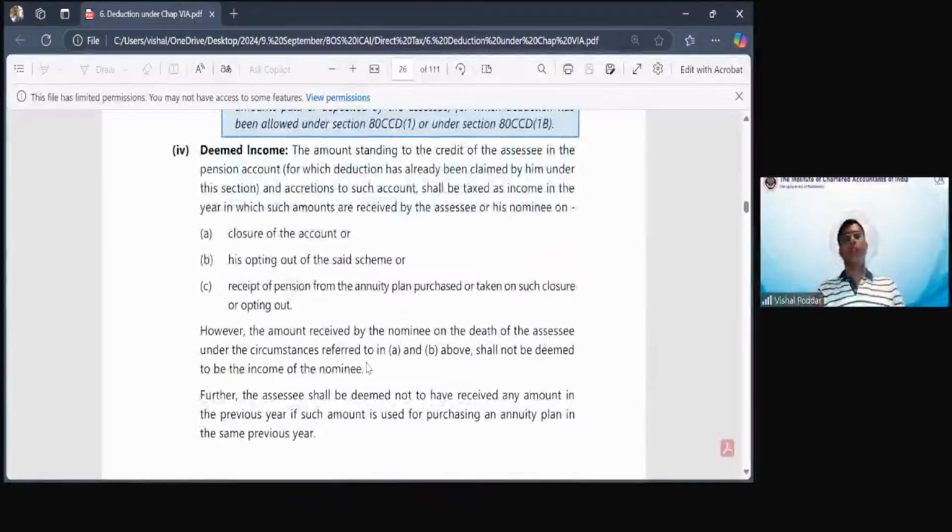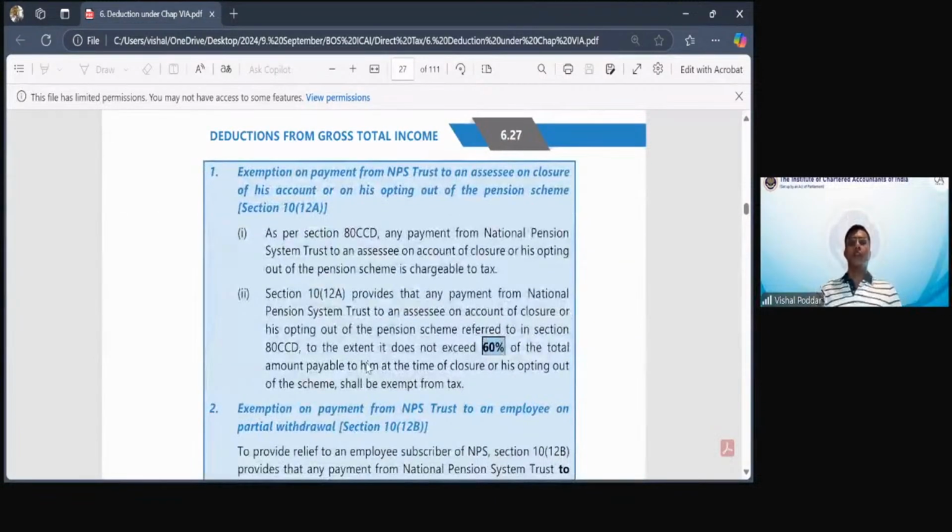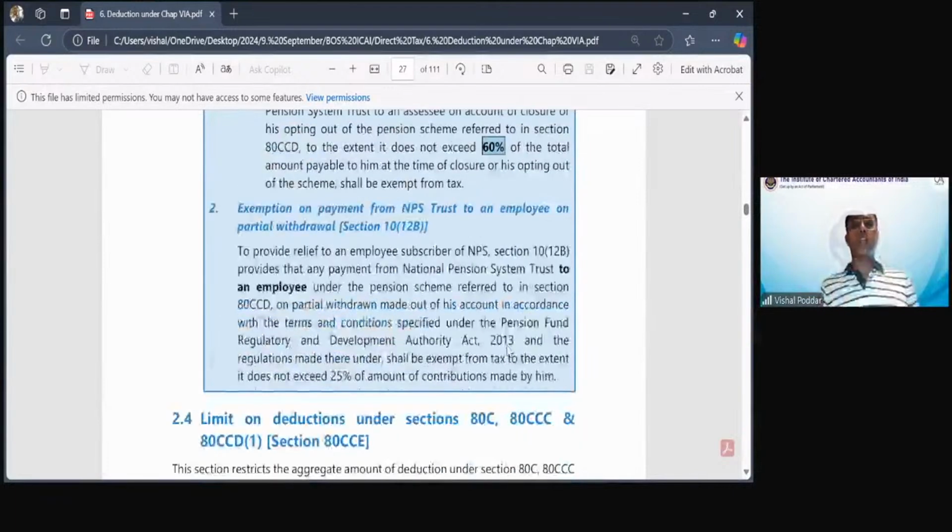Thereafter, whenever you receive this amount back, at the time of closure or opting out, it will become your income. However, in this, they have given some relaxation. So where you are withdrawing this amount, lump sum up to 60% is outright exempt. The balance 40% also, if you deposit it in another scheme, that 40% is also exempt for the time being. Similarly, if while you are in employment you need money in between, it means the scheme is not yet closed, so you are withdrawing during the course of your employment, then again exemption is allowed up to 25% of the contribution made by you to that scheme till that date. So this is how it will be applicable.